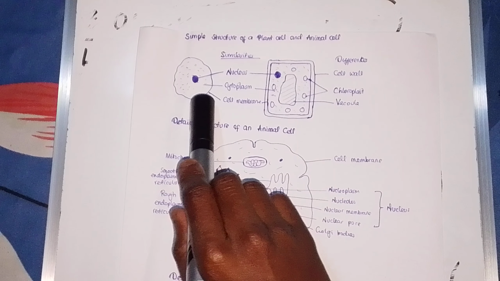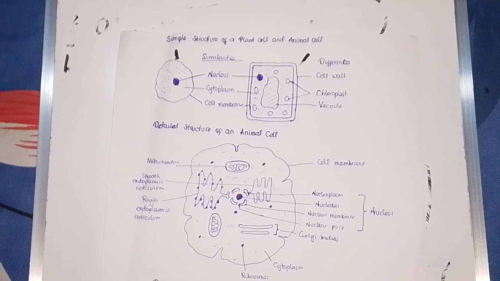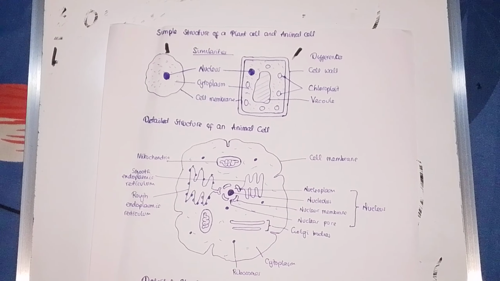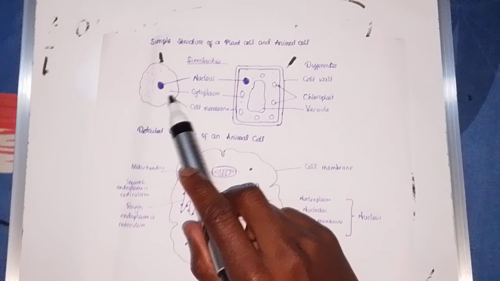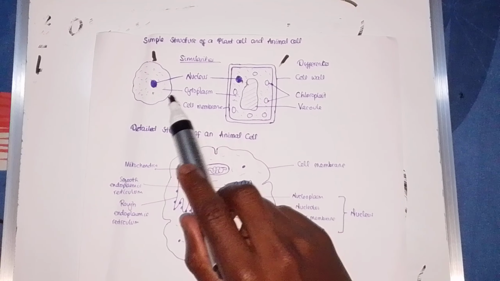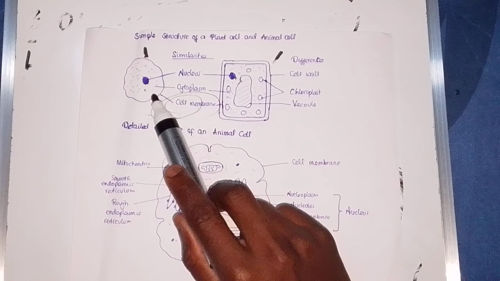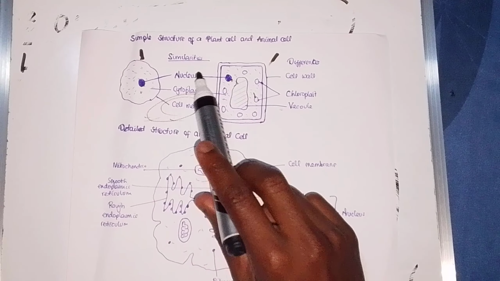This is how a cell appears when you view it under a simple microscope. We have an animal cell, which is this one here, and this is a plant cell. These two cells have similarities in terms of structure, as you can see here. Both of them have a nucleus, cytoplasm, and a cell membrane. So both the animal and plant cell have these three.